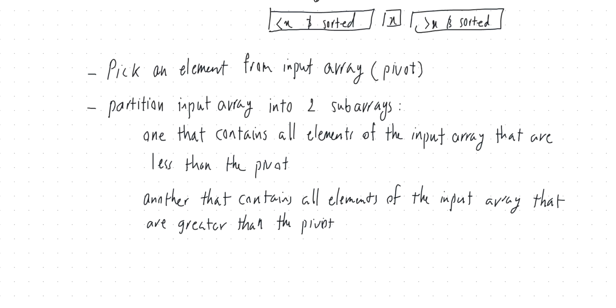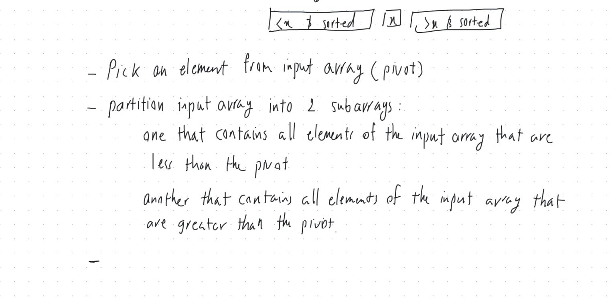Now, one thing that I want to mention here is that if your pivot is X, and there are elements that are equal to the pivot, equal to X, then you can put them either in the first or the second subarray, and it doesn't make a difference.